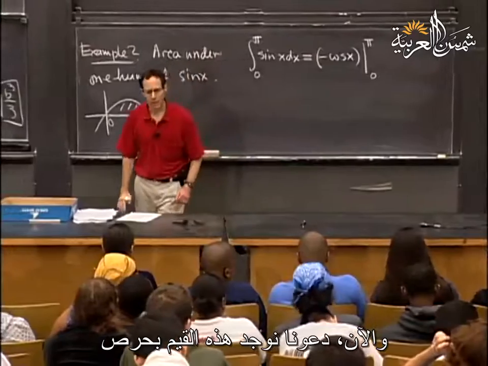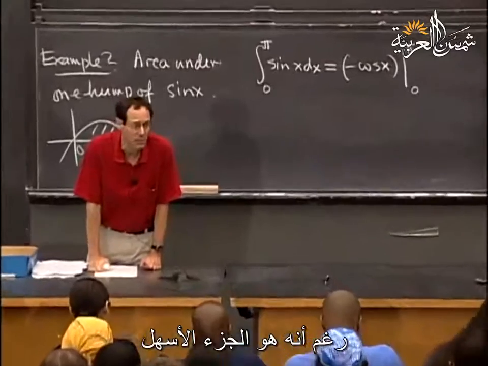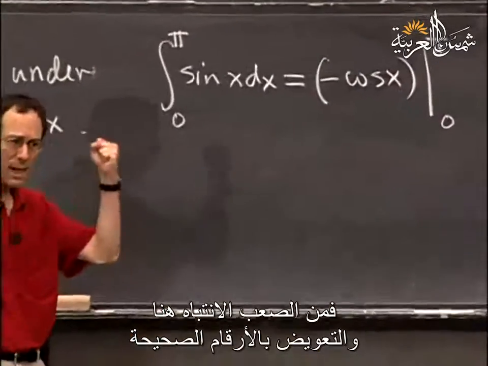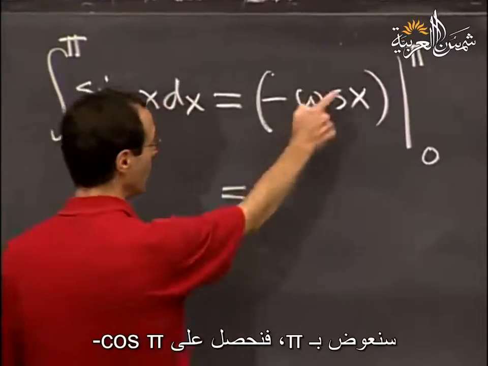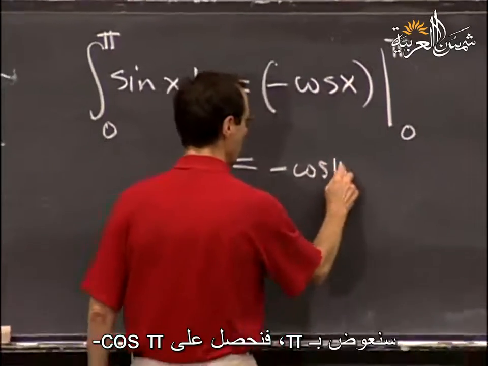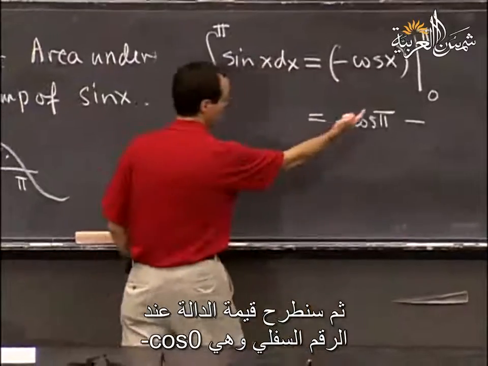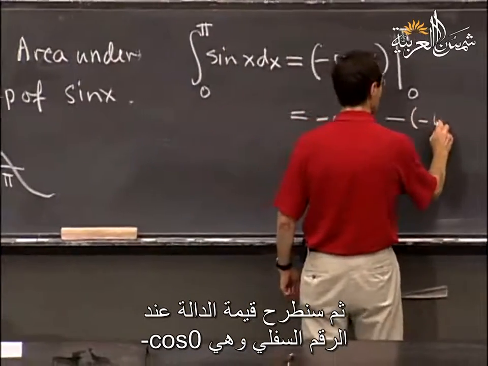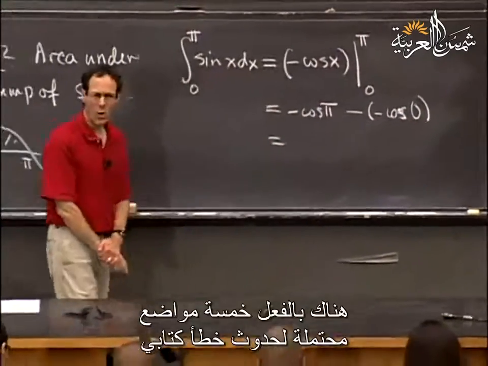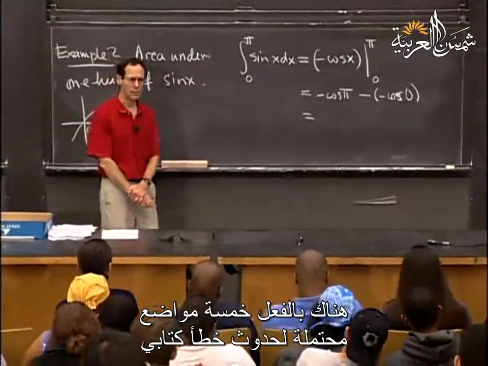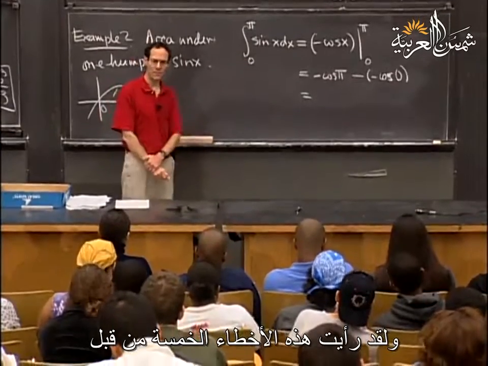Now, let's do this one carefully, because this is where I see a lot of arithmetic mistakes, even though this is the easy part of the problem. It's hard to pay attention and plug in the right numbers. And so let's just pay very close attention. I'm plugging in pi. That's minus cosine pi. That's the first term. And then I'm subtracting the value at the bottom, which is minus cosine of 0. All right? There were already 5 opportunities for you to make a transcription error or an arithmetic mistake in what I just did. And I've seen all 5 of them.